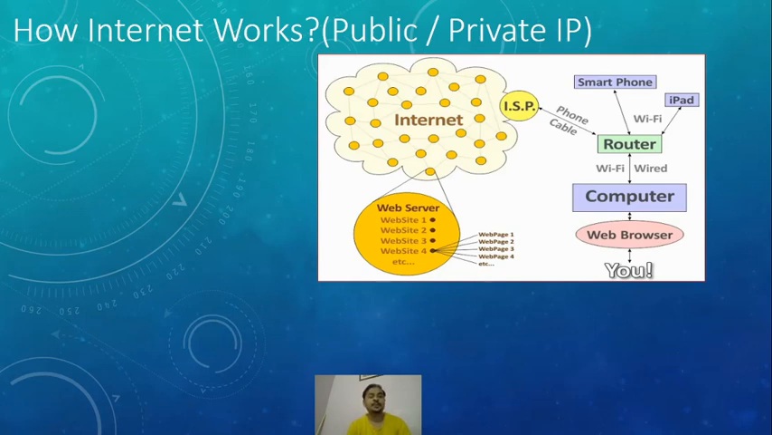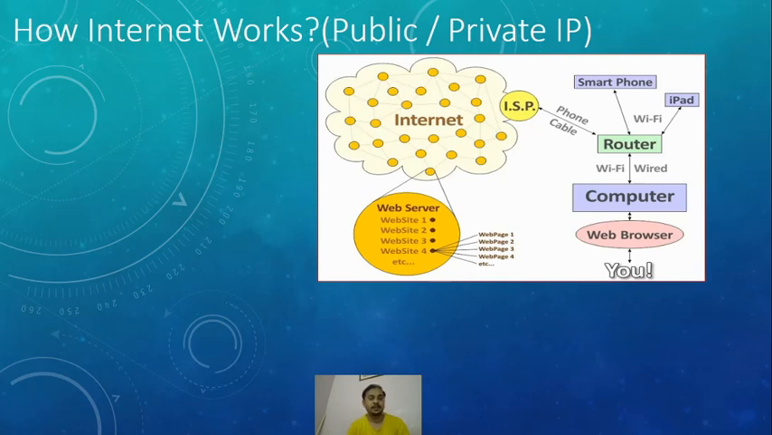Each device connected to the router and accessing the internet has a private IP. That IP talks to the router. So whenever you, your sister, your mom, or dad sends a request to the router, that private IP goes to the router.